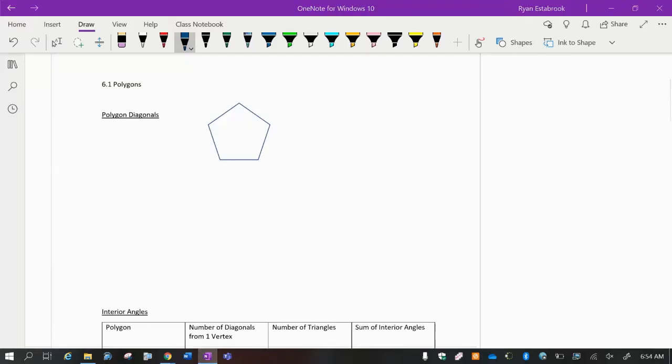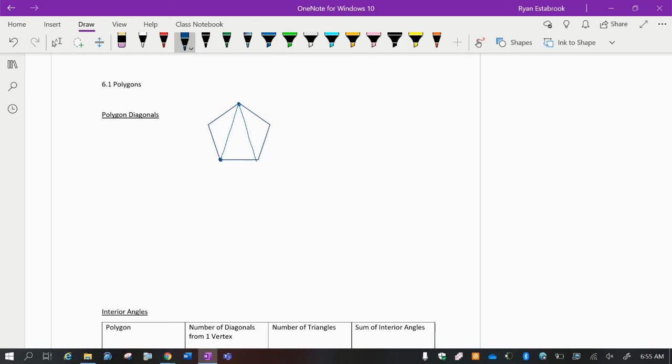Section 6.1 on polygons. First we're going to look at diagonals. A diagonal is a segment that goes from one vertex to a non-adjacent vertex. If I start up at this top vertex, here is a diagonal, there is another diagonal. I can't draw a diagonal to an adjacent vertex because that's already the side of a polygon. So this is what we're talking about when we refer to diagonals.